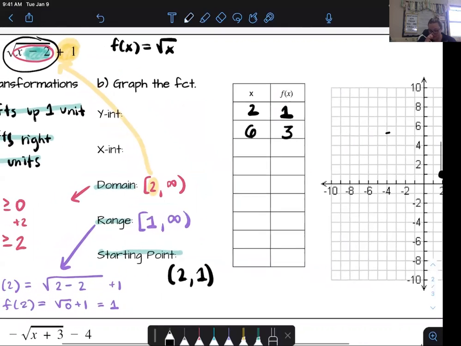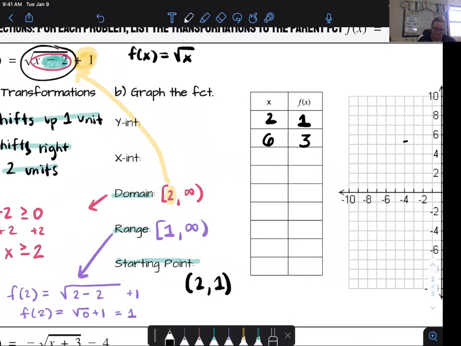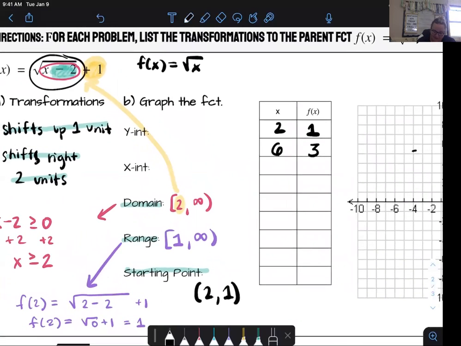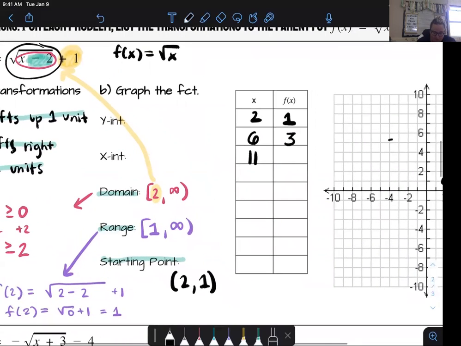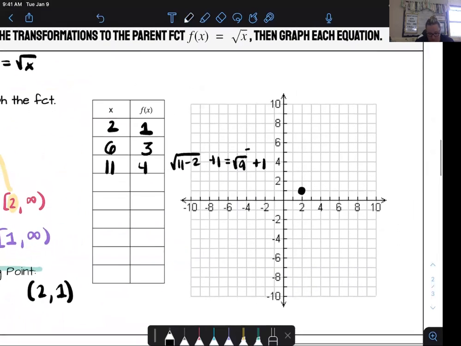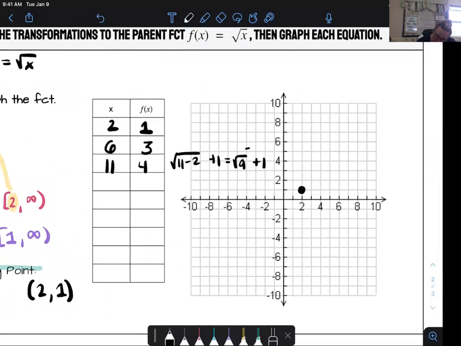Then the next perfect square would be 9. To get 9 under the radical, I would plug in 11. So I would have the square root of 11 minus 2 plus 1, which is the square root of 9 plus 1. The square root of 9 is 3, and 3 plus 1 is 4. So I get 11, 4. So let's plot those points. We're going to have 6, 3.